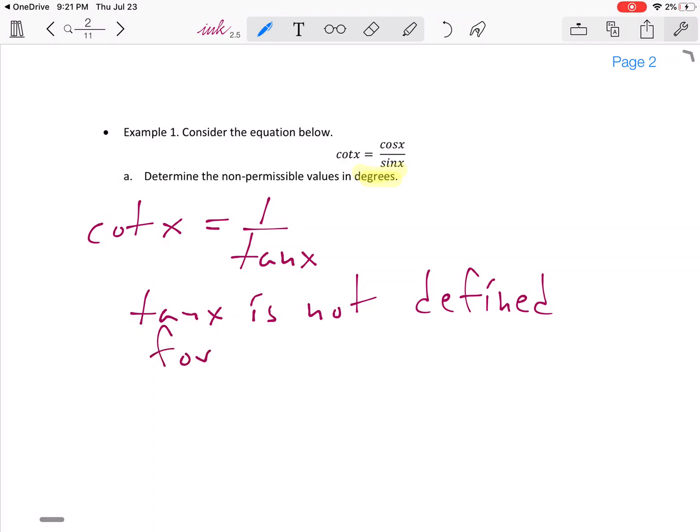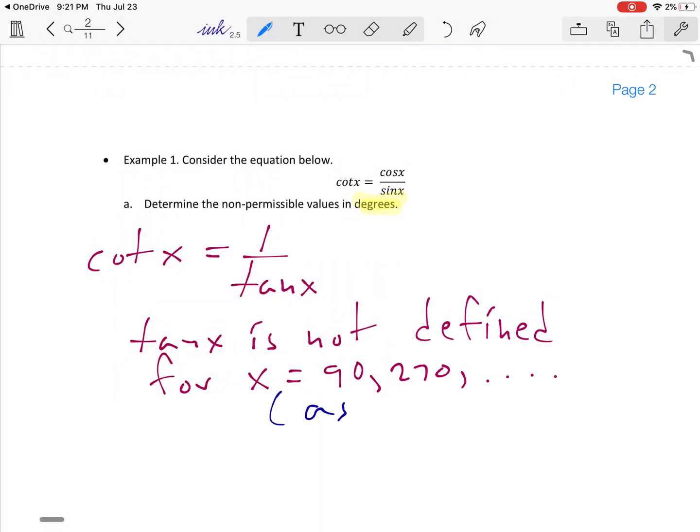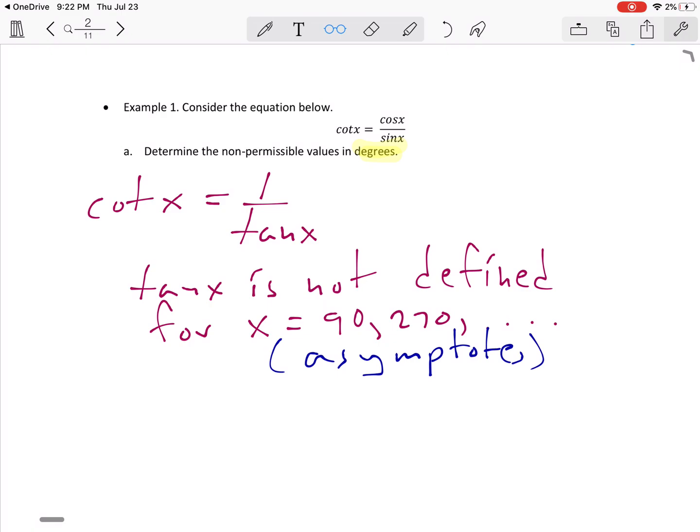for x equals 90, 270, and so on. Okay, so again, where am I getting this from? This has to do with the asymptotes. If you go on Desmos right now and you graph y equals tan x, you'll see the vertical asymptotes, and they occur at 90, 270, and so on. Okay, so it's not defined. Those would be examples of non-permissible values.